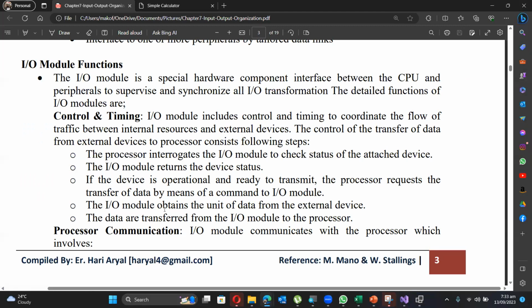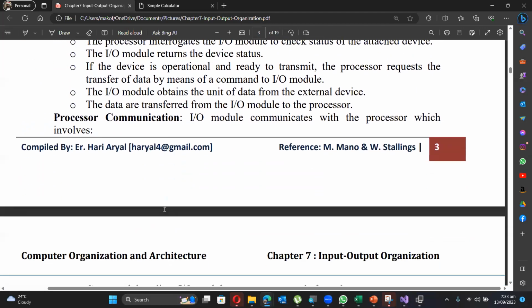So it is also the job of the IO module to supervise the transferring of data from the IO module to the processor. So the IO module does all of these things.